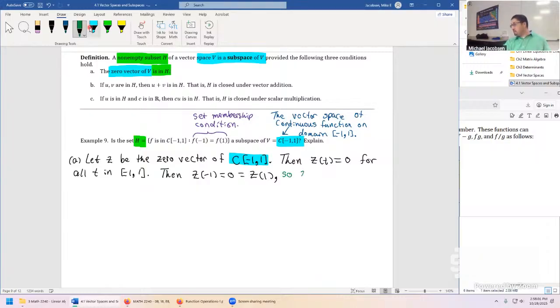So Z is in H. And part A is done. We took the zero vector of the set C[-1, 1]. We showed it's inside this interesting subset H. We also showed because it contains the zero vector, it's also non-empty. So we get that as a bonus as well. Any questions at all, folks, maneuvering through part A?